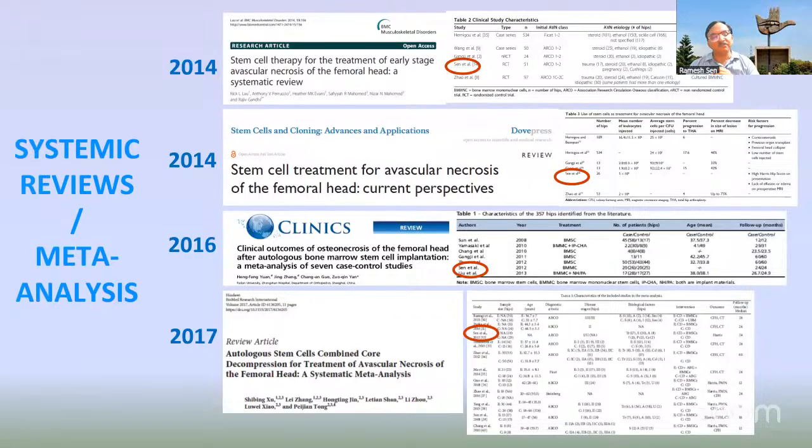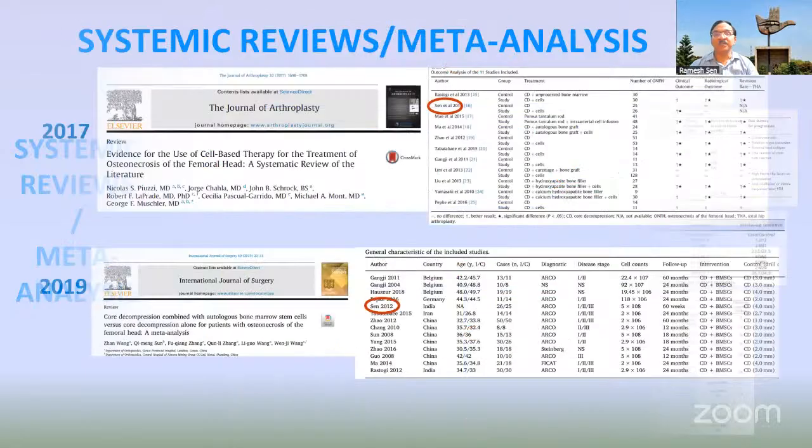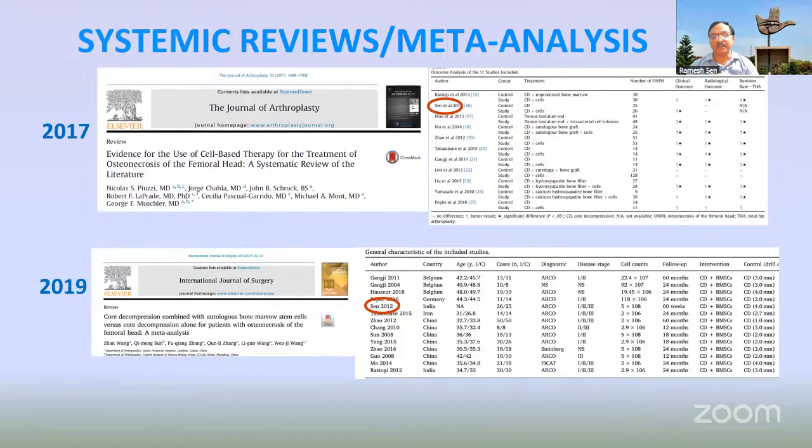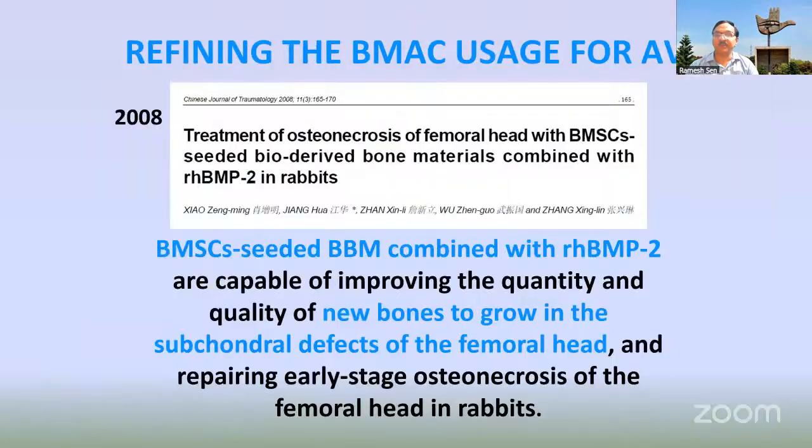And now there were all systematic reviews, and mine was the only study at that time apart from the Genji study, and the other study which came was the Jao study. So in all the systematic reviews, whether 2014, 16, 17, another in 17, another in 19, all these included our study to support the opinion that stem cells or BMAC could be useful in the management of avascular necrosis as such.